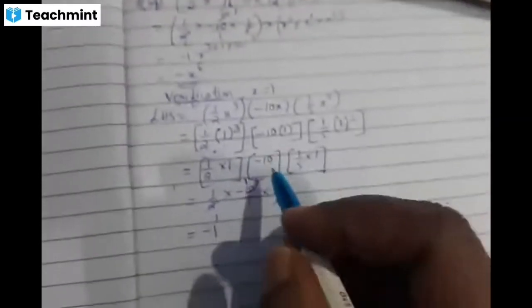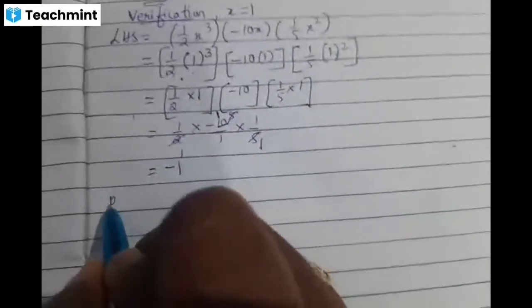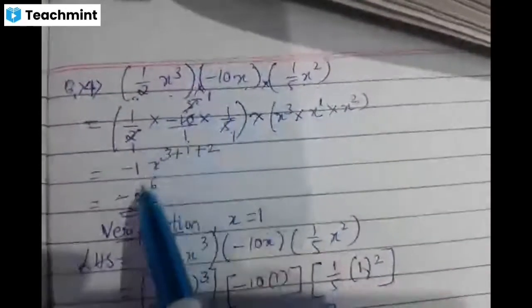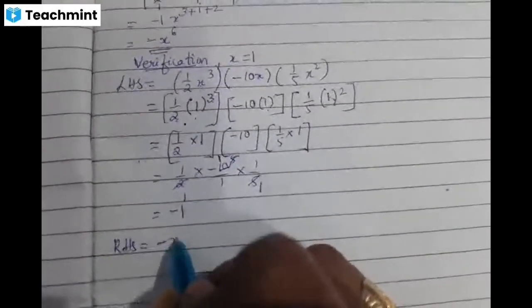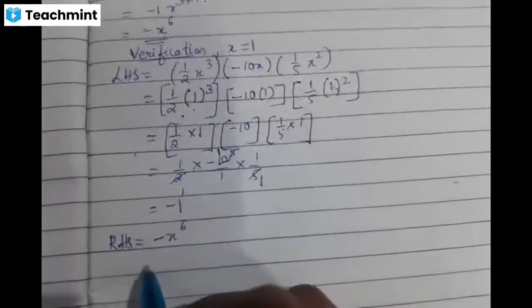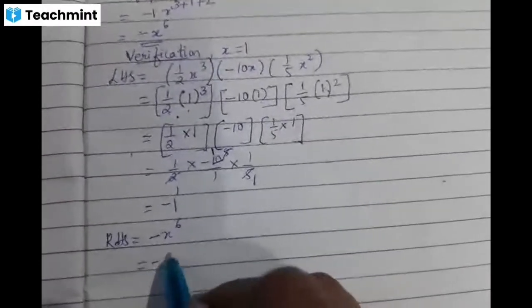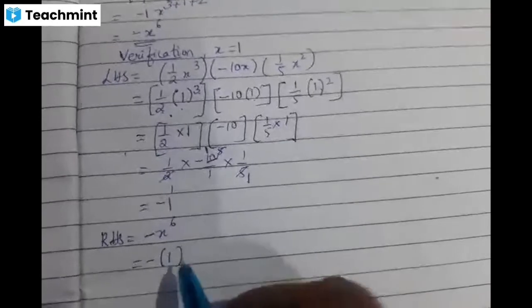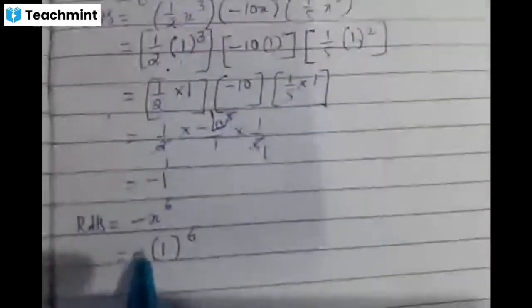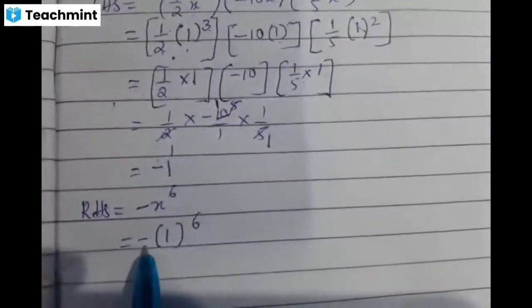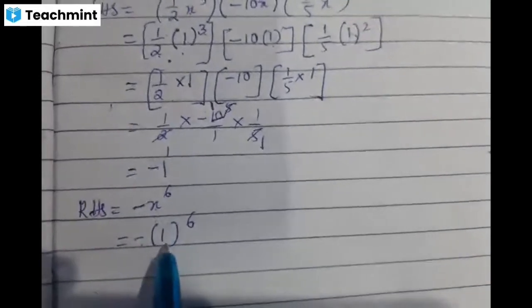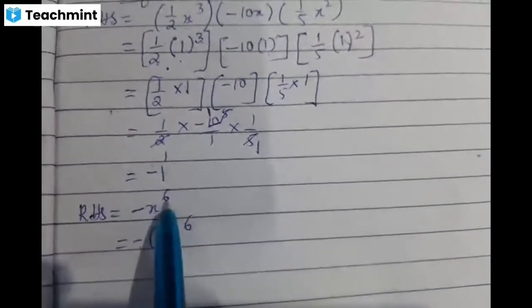Now, after solving for LHS, let us consider RHS. Children, RHS here we have to consider after solving the monomials, what answer we get is considered as RHS, that is minus x to the power of 6. Here, in place of x, we know we have to substitute 1. You have to use the brackets, children. See what I have done, minus sign I have written separately. In place of x, I have written 1 power of 6.